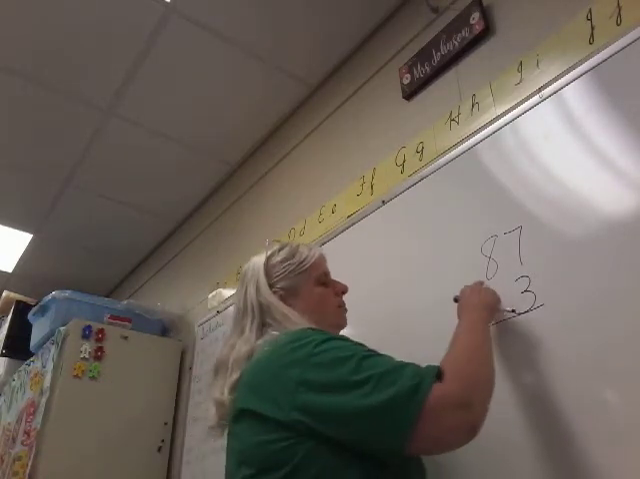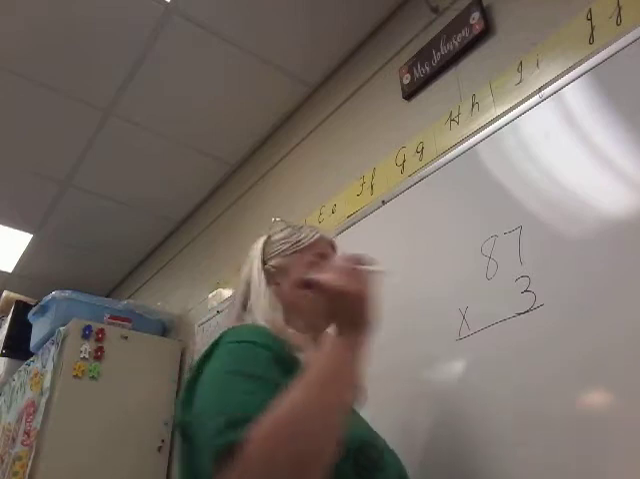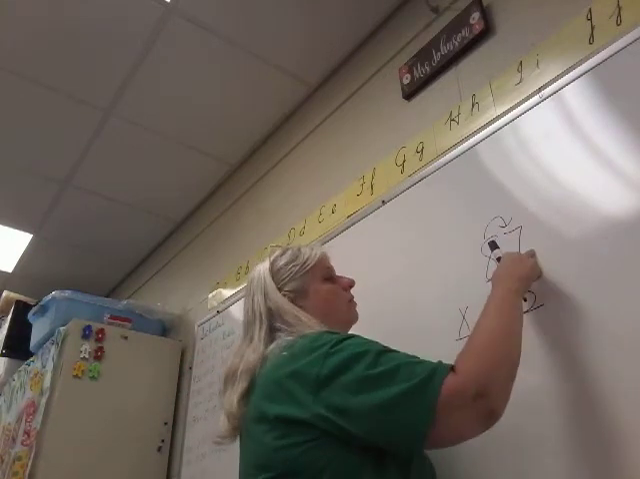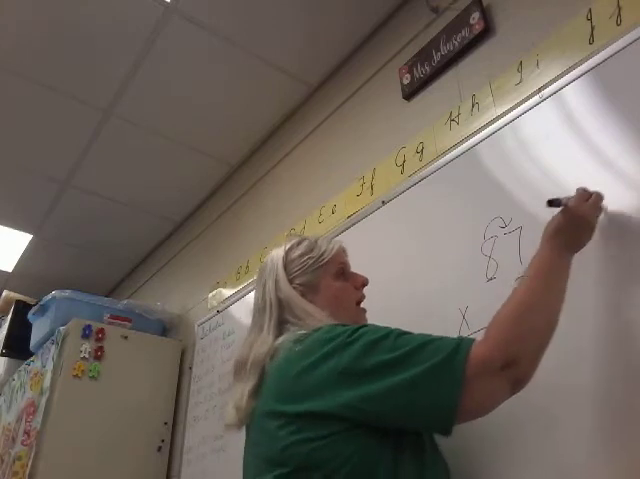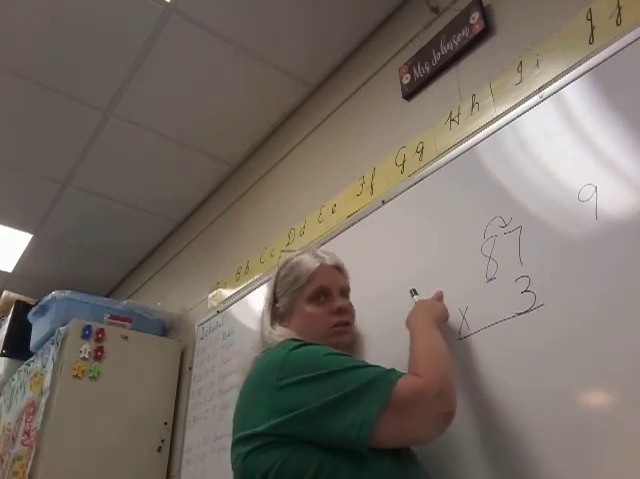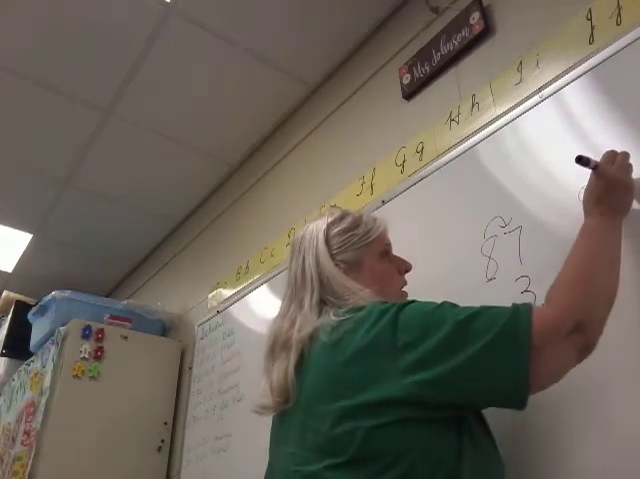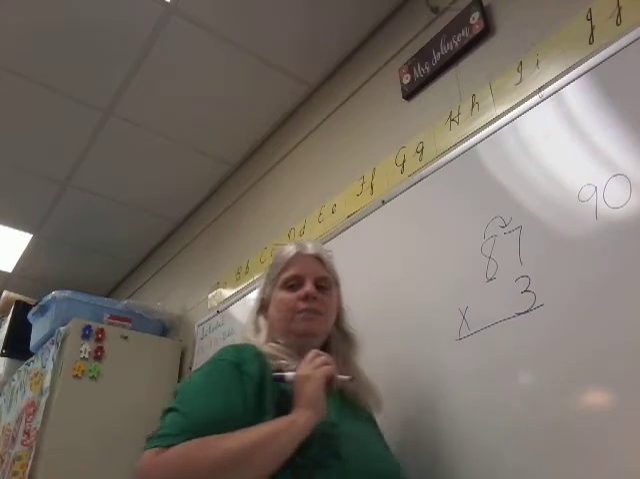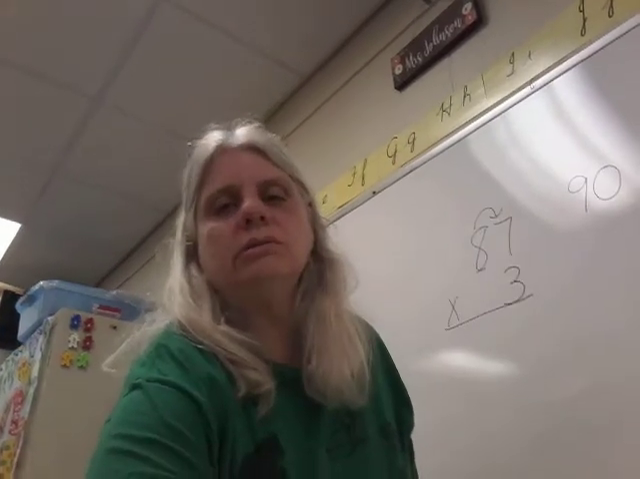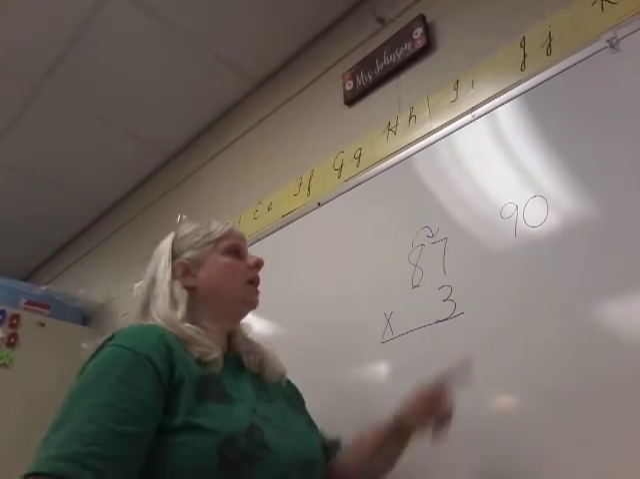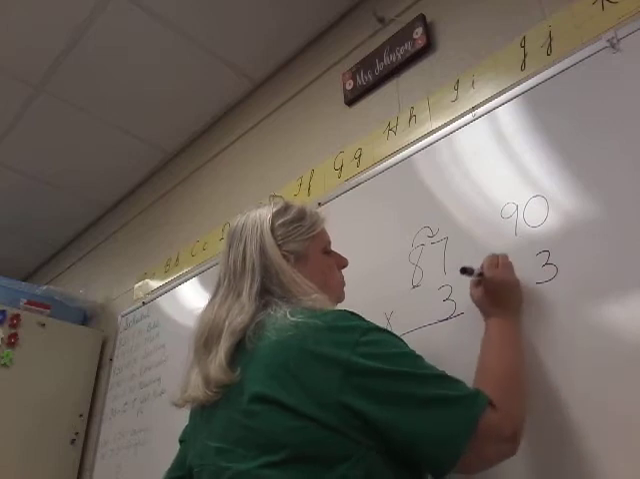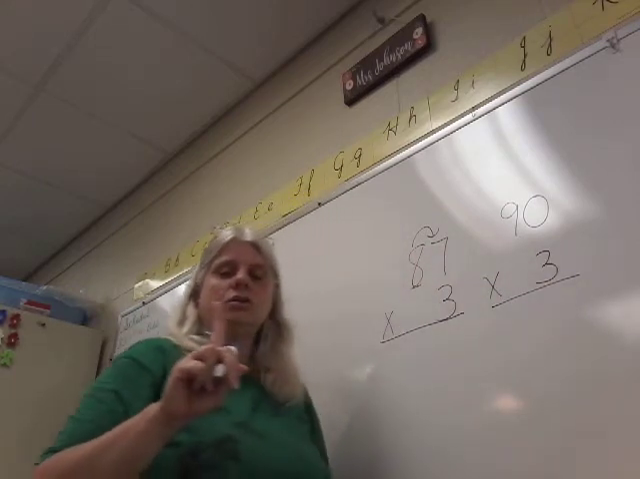So I take my 87 and I think about my song. Find your place, there it is. Look next door, 5 or greater, add one more. There's my add one more. All digits in the front stay the same, all digits behind, zero's your name. So our 87 becomes 90. Oh, you're a little off camera, hang on. Okay. And our 3 stays the same because remember we only estimate one factor.